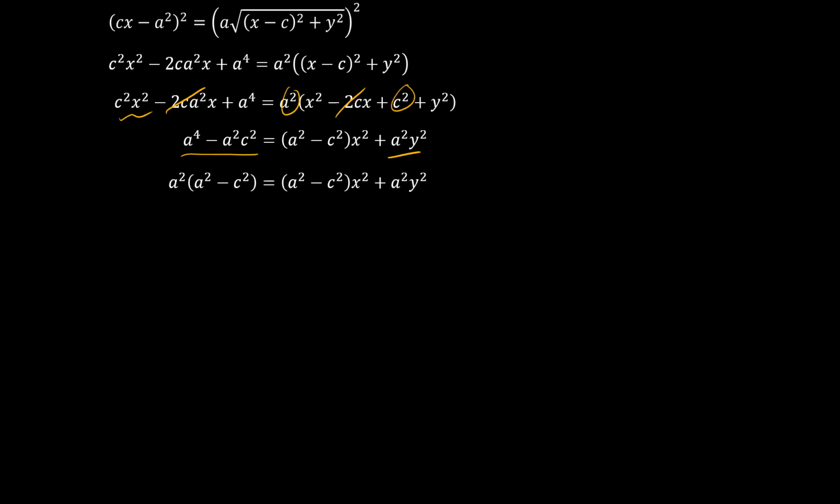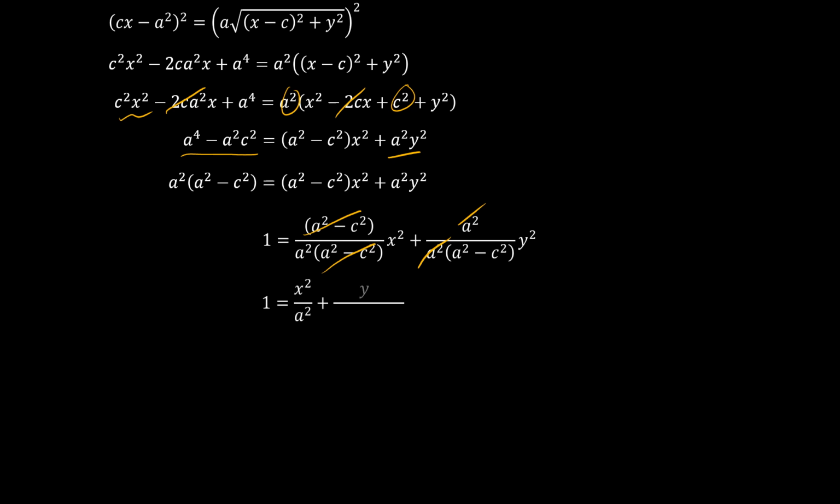You can divide across by a squared times (a squared minus c squared), and so on the left hand side we have 1, and then this part and that part cancel. Then we have a squared over a squared minus c squared, and the a squared cancels, and so we have 1 equals x squared over a squared plus y squared over a squared minus c squared.